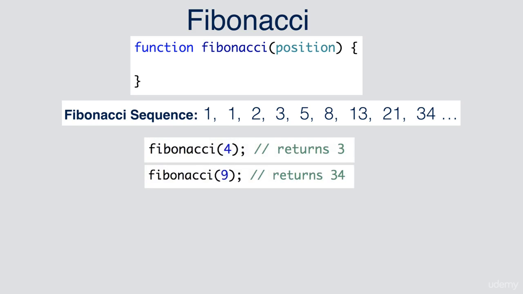So, for example, if we pass in the position of 4, we should expect the number 3 returned to us because the fourth number in the Fibonacci sequence is 3. If we pass in the number 9 as the position, we should expect the number 34 returned to us, since the 9th number in the Fibonacci sequence is 34. And that is it. That is how our Fibonacci algorithm works.